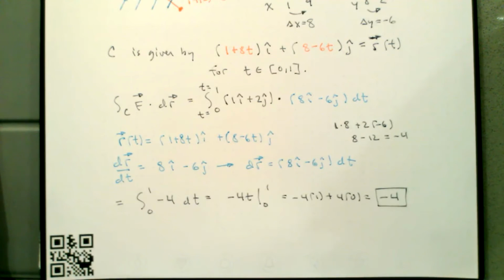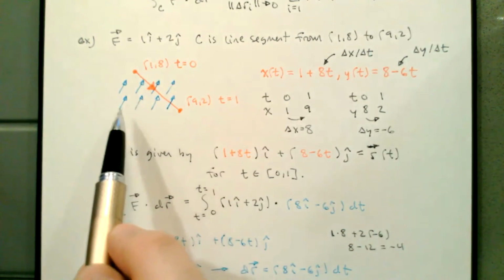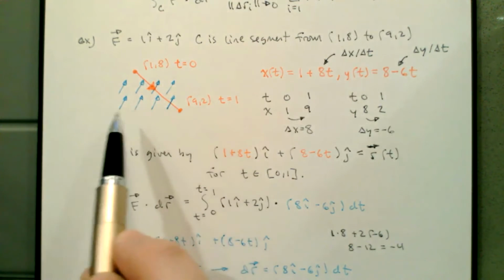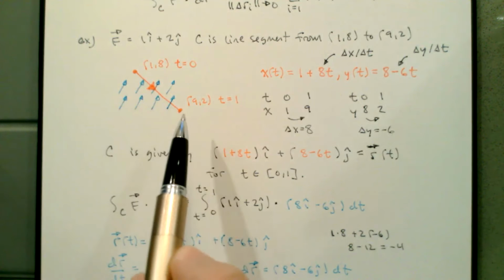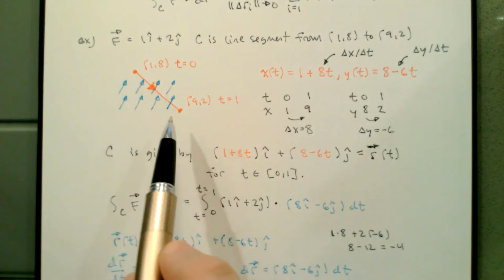I picked this one because we could draw it. We should take a look at the drawing to see if this makes sense. Does it make sense that we get a -4? Is the vector field pushing along the curve or against the curve? So the curve is traveling from left to right, and horizontally, the vector field is going from left to right. So horizontally, the vector field pushes along the curve. It's like pushing this along. But vertically, the vector field is pushing up while the curve is headed down.